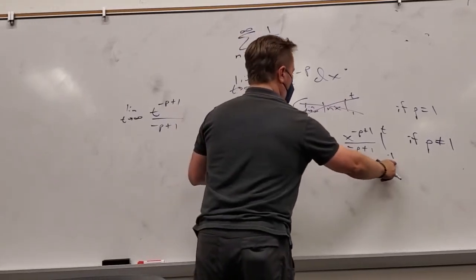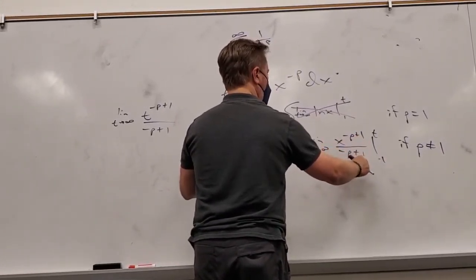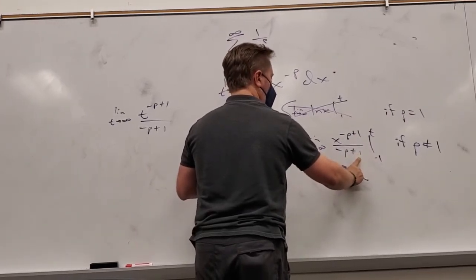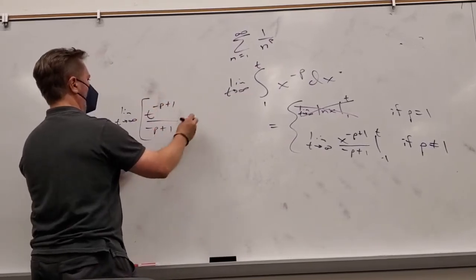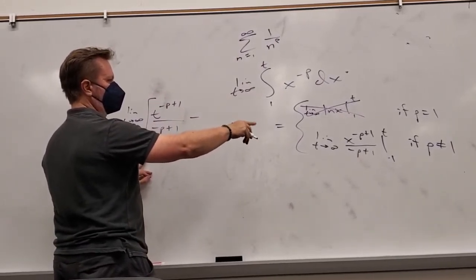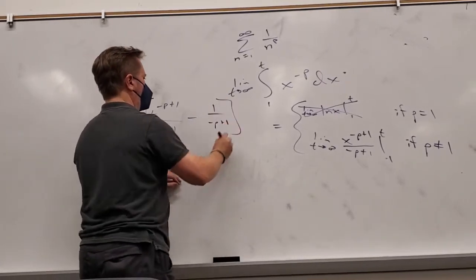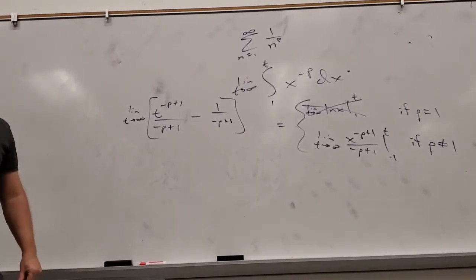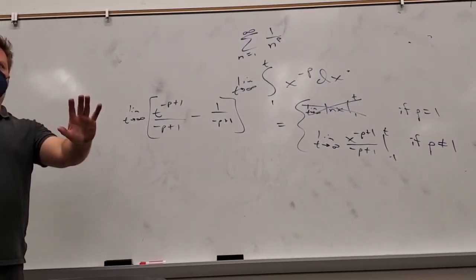And then when I put a 1 in, I get 1 to something is 1, divided by negative p plus 1. So, let's see. Minus, let's see what is going on. 1 over negative p plus 1. There it is, Jeff. You did it. Good job. Okay. We stop for a minute. Everybody with me?